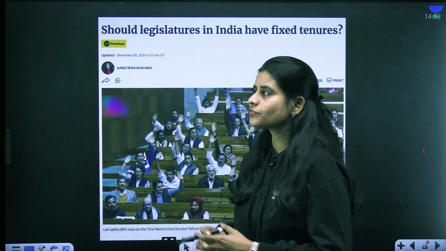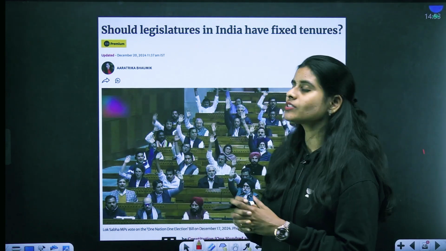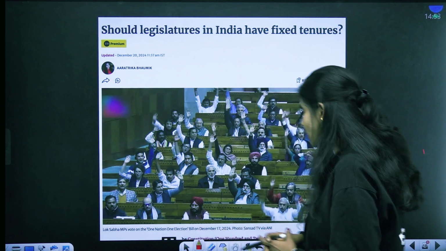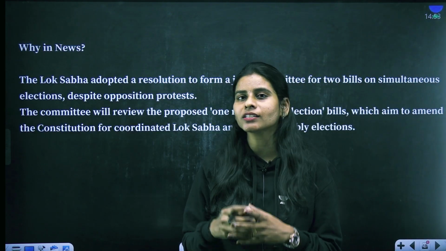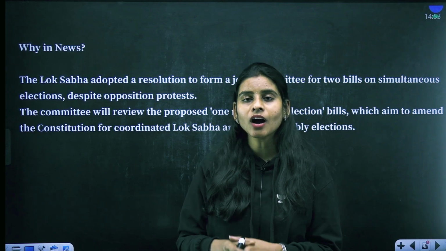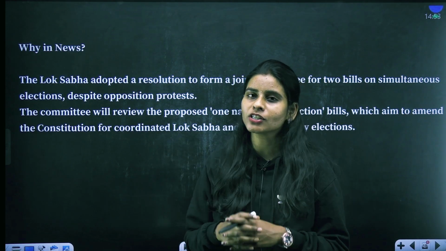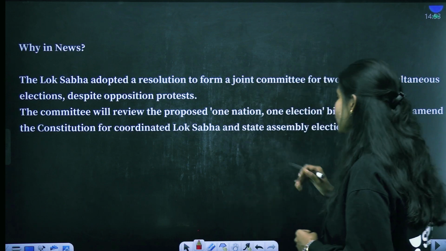The next question is from this article, that should legislatures in India have a fixed term? So this is about the One Nation, One Election bill. So this bill, after getting introduced in the Lok Sabha, is now submitted to the Parliamentary Joint Committee for scrutiny, and that is why it was in the news.